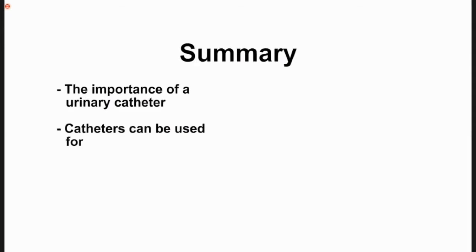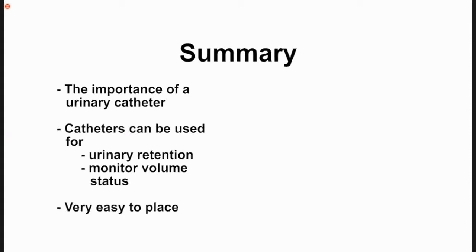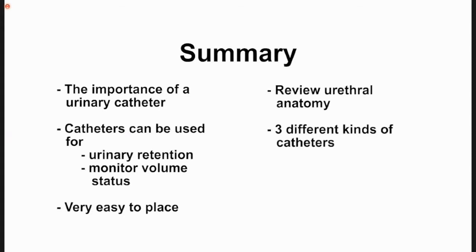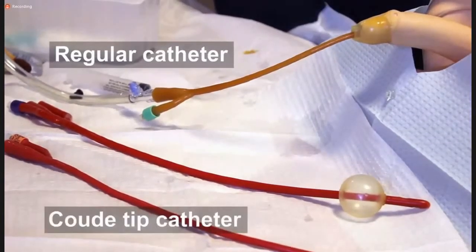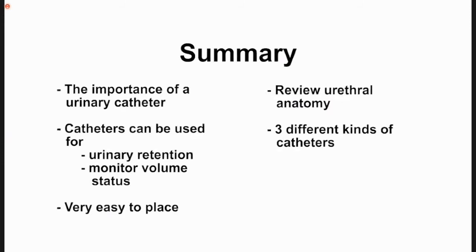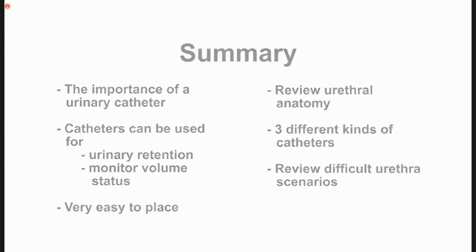So in summary, a urinary catheter is an important part of a doctor's job, at least I think, and I think it's an important skill for every healthcare professional. We use catheters for things like urinary retention, which help patients tremendously. We also use catheters to monitor the volume status of sick patients. Keep in mind that catheters, for the most part, are very easy to place. Keep in mind the urethral anatomy. Also, now you're aware of the three different types of catheters: the regular two-way Foley catheter, the coude tip catheter, and the three-way catheter. And keep in mind some of the common difficult catheter scenarios that we reviewed. And whenever there's a doubt, do not hesitate to call a urologist. It's our job.